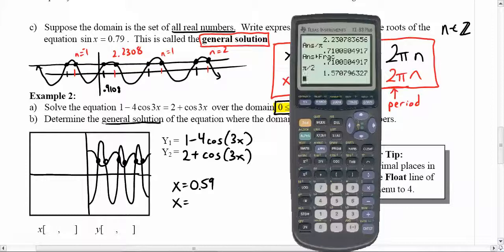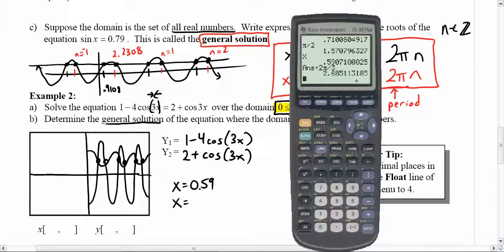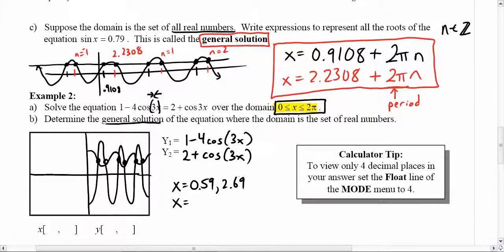I can use second calc, intersect, over and over to find the rest of the 6 answers, and I'm sure you guys did that already, right? So now let's check it in another way. If I hit x, I get the first answer. To get the second answer, I can just add the period. The period is not 2 pi, but 2 pi over 3, because it's been compressed 3 times. If I add 2 pi over 3, I should get one of the other answers, and you can check that. Is 2.68 one of the other answers? That should be this one right here.